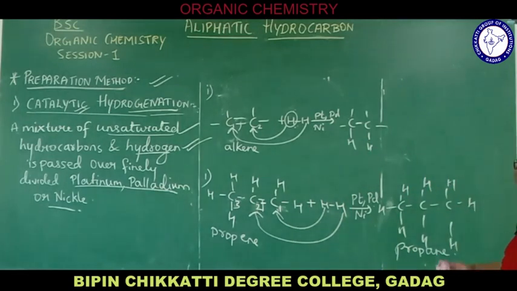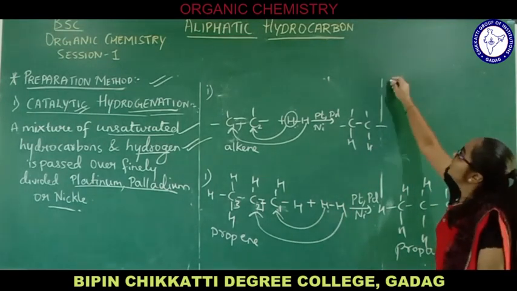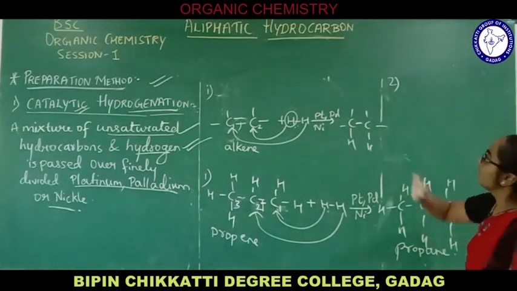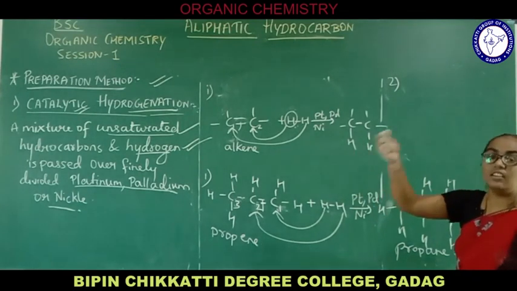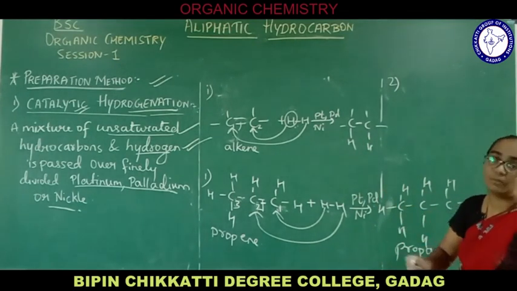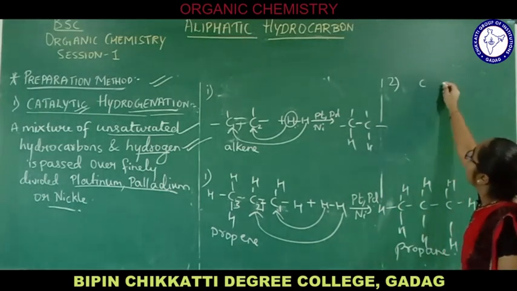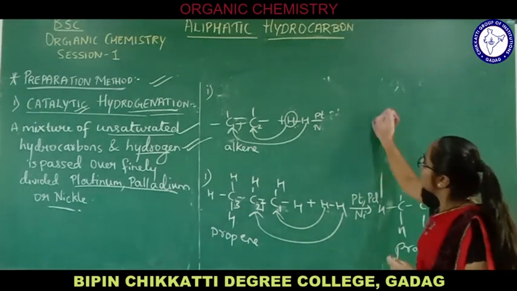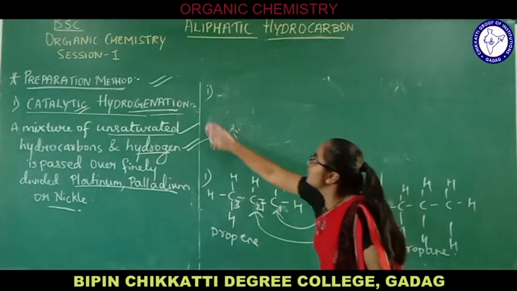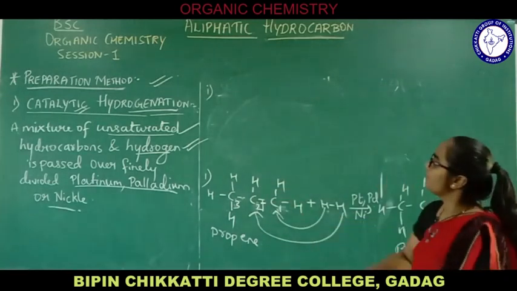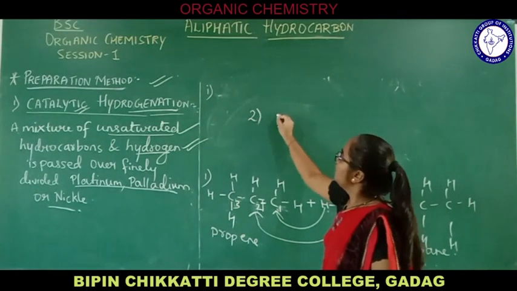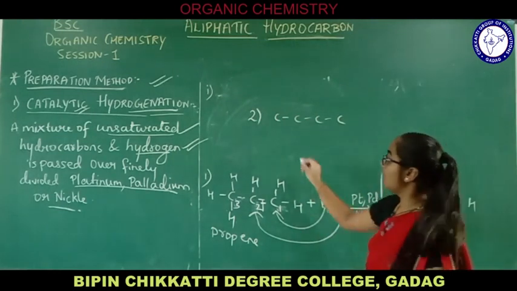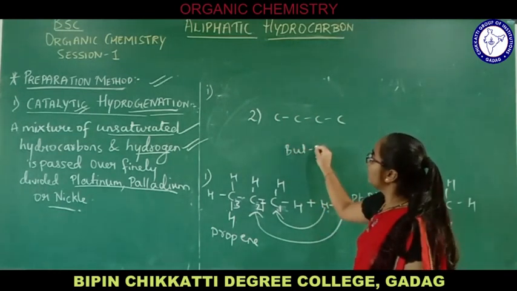Now let's talk about the second example, which I am going to take, butene. In butene there are 4 carbon atoms, like butane. Here it is butene, the alkene form. So 4 carbon atoms will be there. Let's write it down a little bit, so that it becomes easier for us to write the remaining ones. Butane: 4 carbons will be there, 1, 2, 3, 4. Now I am going to write down but-2-ene.